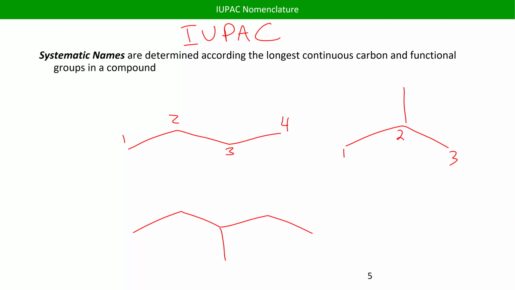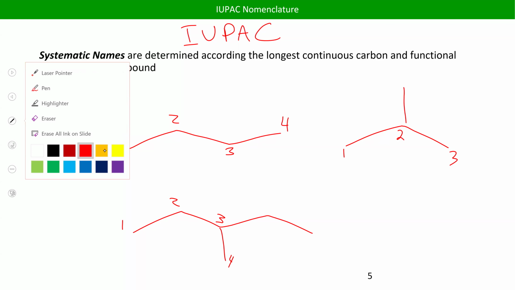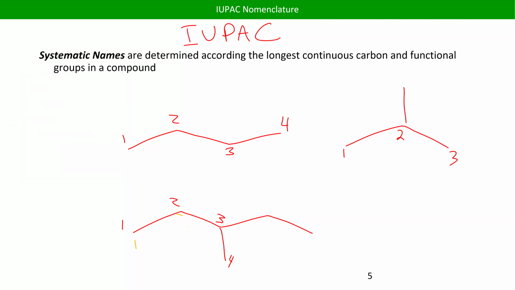So in this molecule here, we can say 1, 2, 3, 4. But that's not our longest continuous carbon chain. Our longest continuous carbon chain is 1, 2, 3, 4, 5. And so we call that the parent molecule, or parent chain. Parent molecule is the most common way we'll refer to it. Basically, you're going to name everything else based on that.